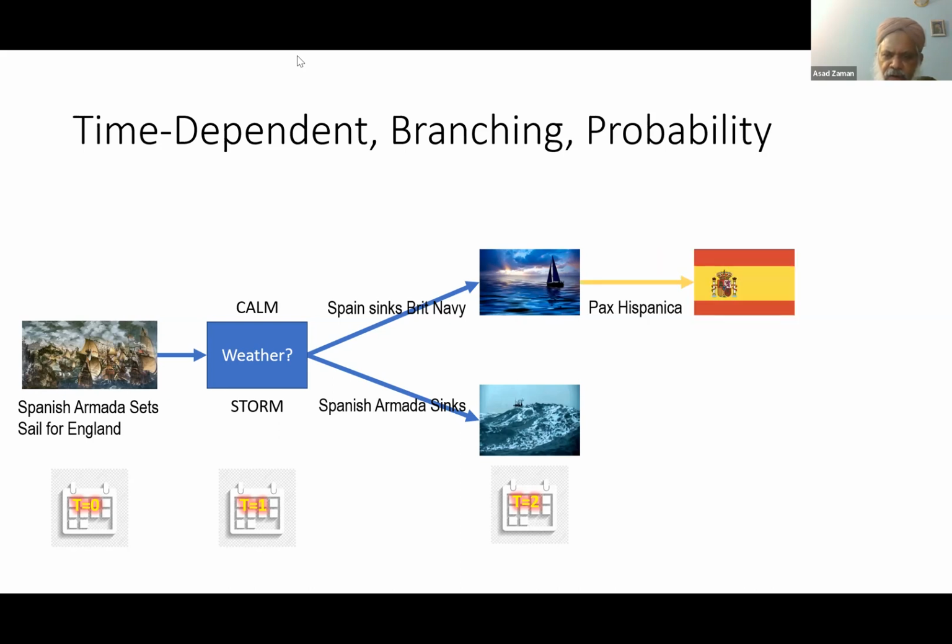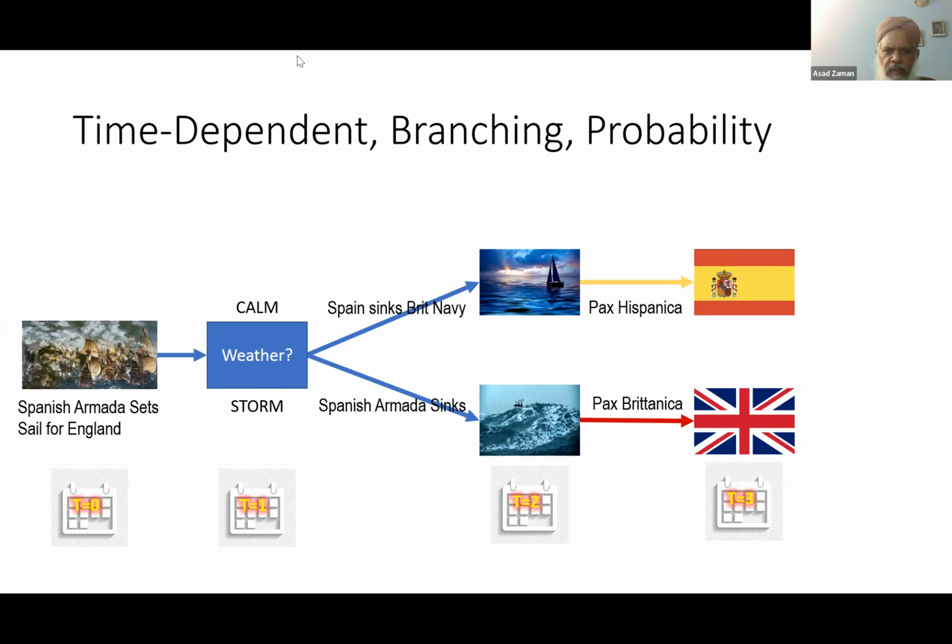And if you're on the first branch where the Spaniards win, then basically Spain gets to rule the world because England has been destroyed. But on the second branch, Britain gets to rule the world because Spain, which was its rival, gets destroyed. So the probability, there's only one probability event here, and that is the weather event. Whether there will be a storm or whether it will be calm.